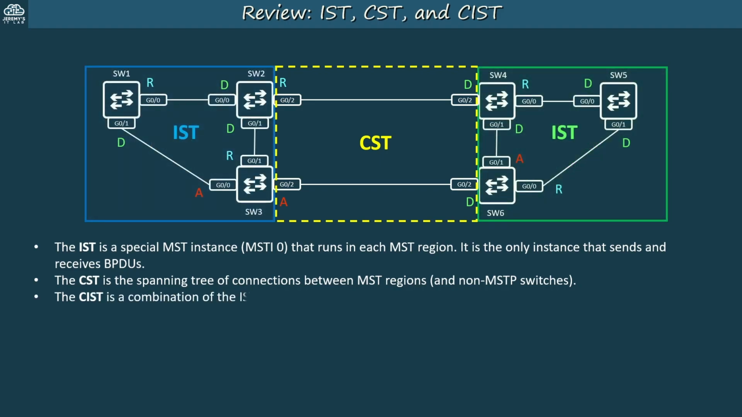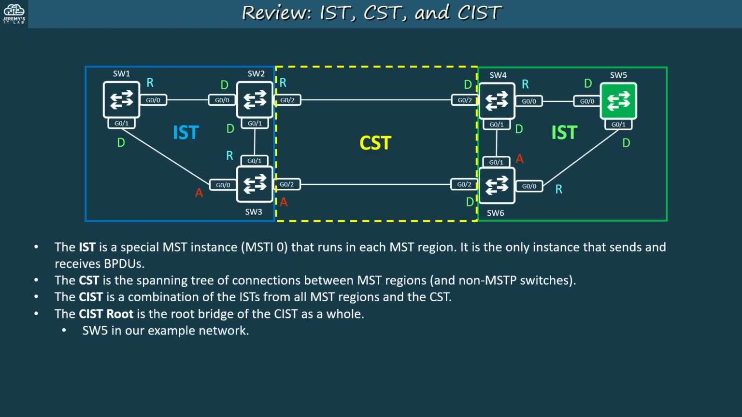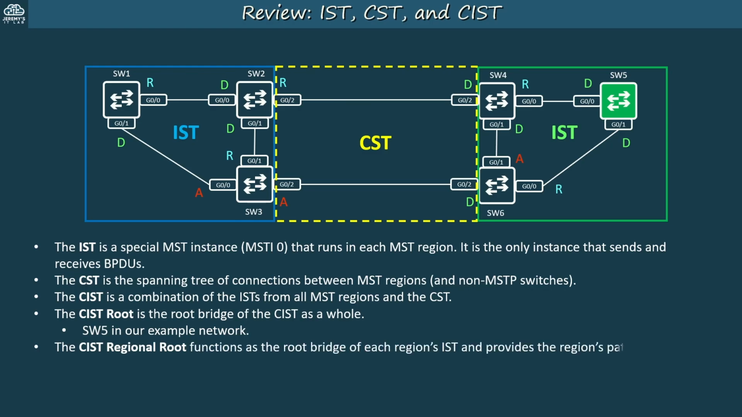Then we have the CIST, the Common and Internal Spanning Tree, which is a combination of the ISTs from all MST regions and the CST. The CIST route is the route bridge of the CIST as a whole, and that is switch 5 in our example network, because it has the lowest bridge ID. The CIST regional route functions as the route bridge of each region's IST, and provides the region's path to reach the CIST route. That's switch 5 in Region 456, because switch 5 is the route bridge of the CIST as a whole, and switch 2 in Region 123.